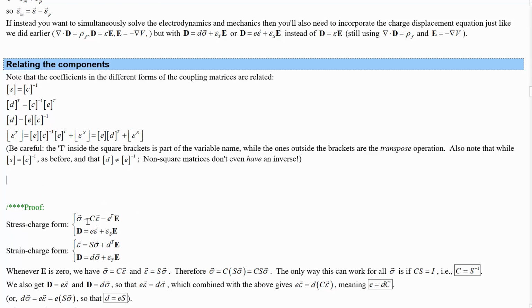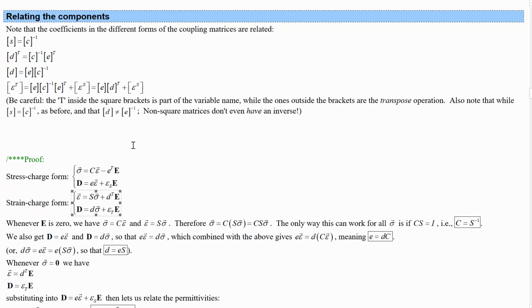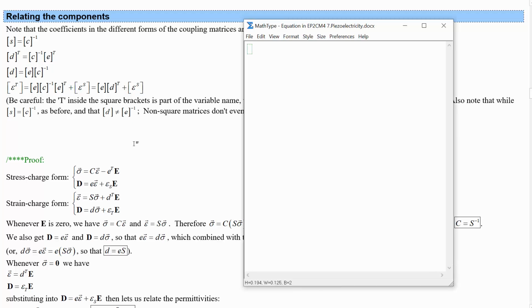So we're going to start with the stress charge and strain charge form of the constitutive equations here. And now let's say that the electric field is equal to 0. If we know somewhere that the electric field is equal to 0, maybe because we've grounded the whole thing, then we have that sigma is equal to C times the epsilon vector. And the other equation says that epsilon has to equal S times sigma.